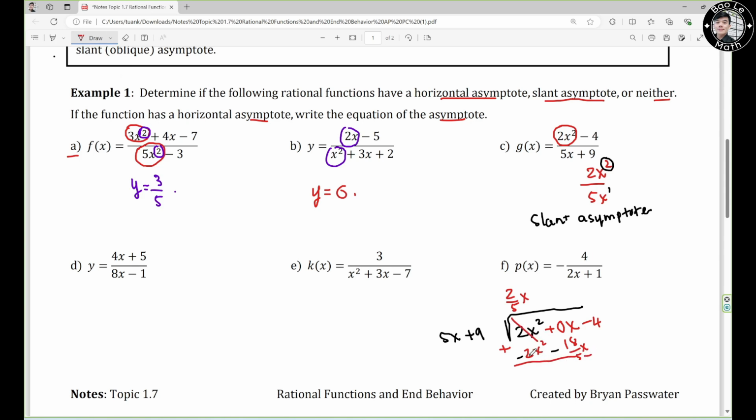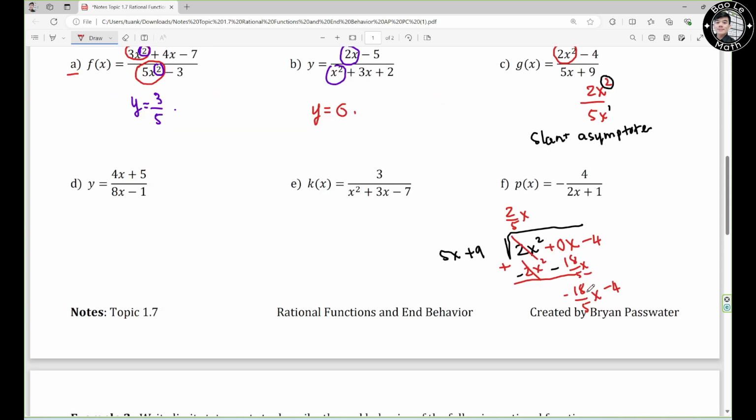Alright, so this guy cancels out. This guy turns out to be negative 18 over 5s. Now we need to bring negative 4 down. We're going to take negative 18 over 5s divided by 5, so it turns out to be negative 18 over 25.